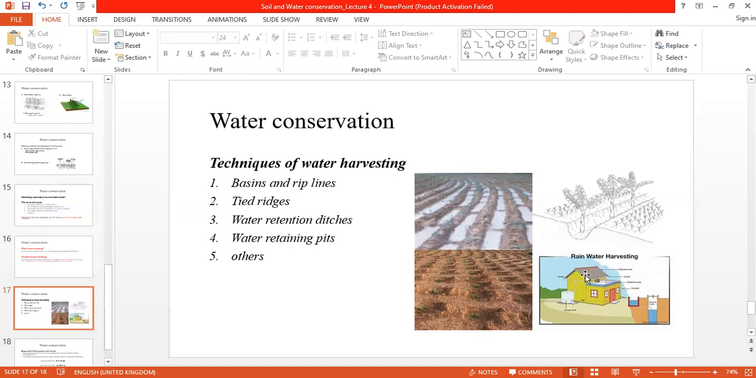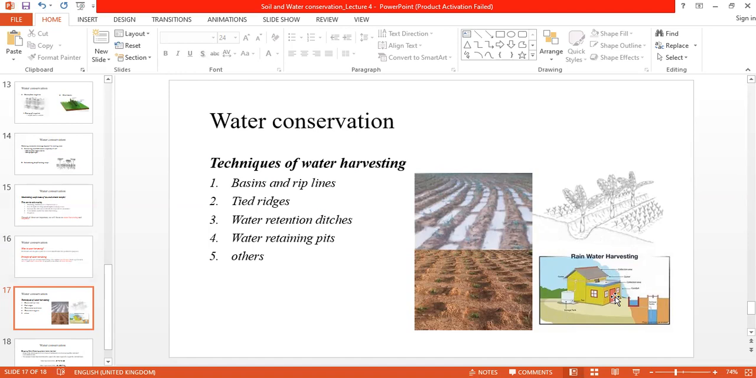Others just use the rooftops, they put a gutter, and that water from the roof goes straight into a tank. And that tank is stored, they're able to use it for crops or for domestic use or any other use, rather than it just moving from the roof and going wherever it wants to go. So I've just put this example to show that it can be a wide range of techniques.